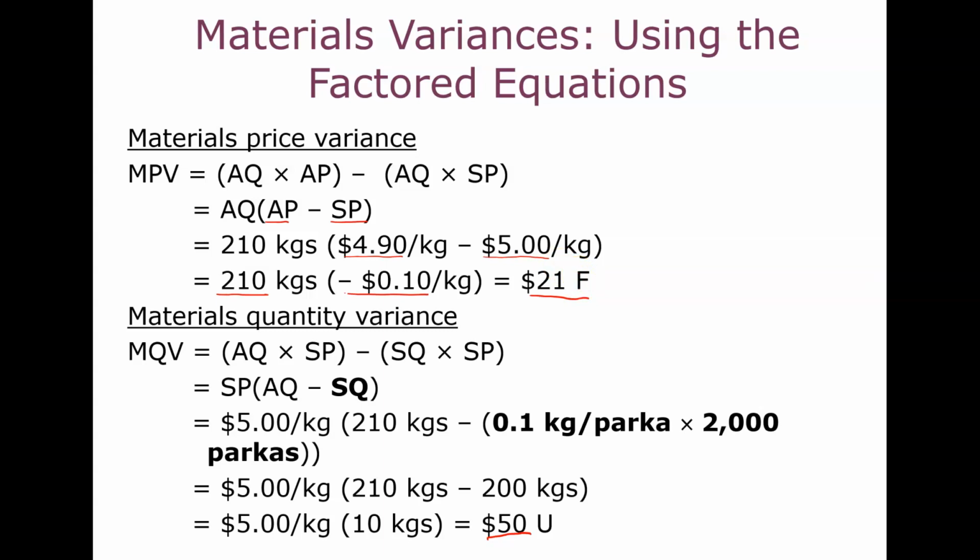You can do the same thing for the quantity. You can take your actual quantity that you used, which was 210, and subtract your standard quantity. You should have used 200. 210 that you used minus 200 that you should have used gives you 10 kilograms difference. And you multiply that by your standard price, which is $5, and that's where you get your $50 unfavorable variance. So these are two separate methods that you could use to calculate it, and it doesn't matter which one you use. Whichever one becomes easier for you.